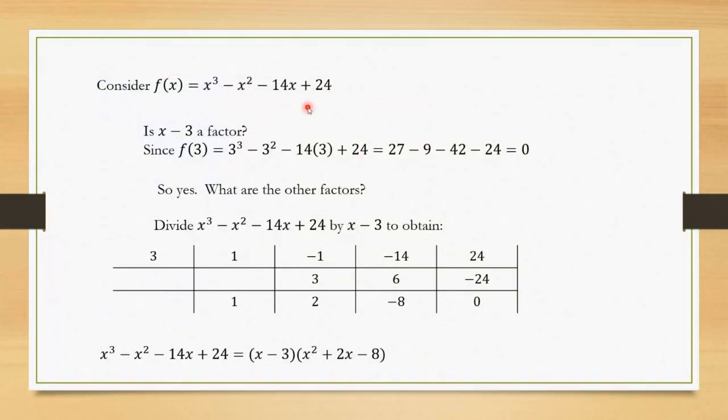So because it's a factor, if we take this and divide it by x minus 3, we should get a remainder of 0. That's cool, and that's actually what happens. That's synthetic division. I'll go through that. That is what happens here.